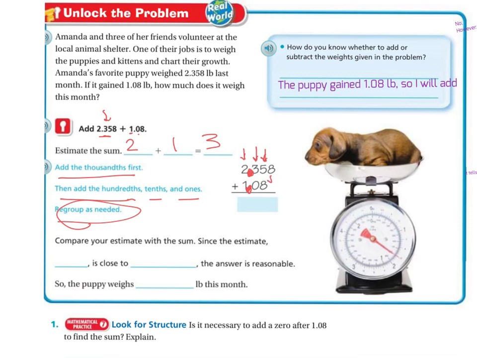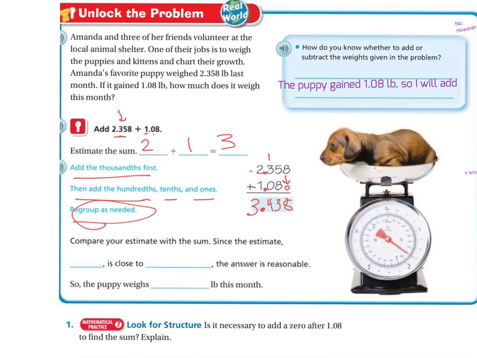So I have 8, but I don't have anything in the thousandths here. So you just consider it a 0. So 8 plus 0 is 8. Now I have 8 plus 5, which is 13. So I'm going to put my 3 here and carry my 1 to the tens place because I have too many. And then I have 3 plus 1, which is 4. And then here's my decimal. So now I'm going to bring down my decimal because my decimal is right there. And then I have 2 plus 1, which is 3.